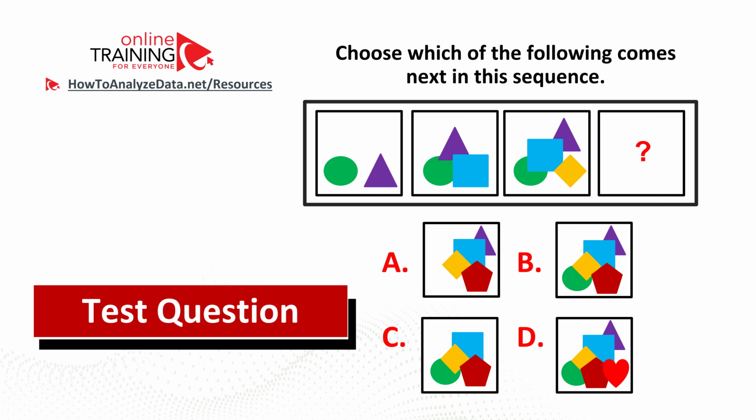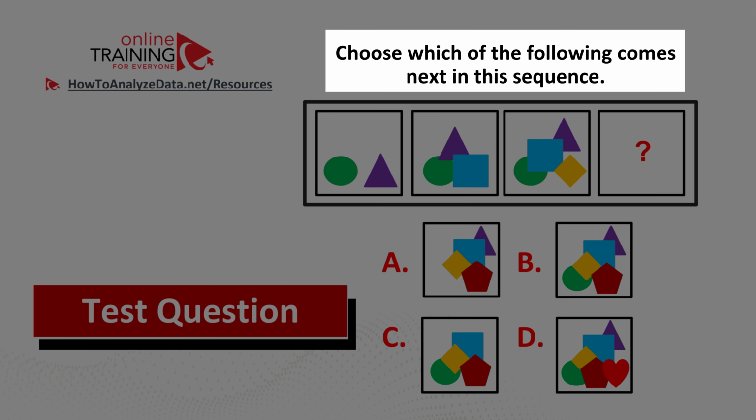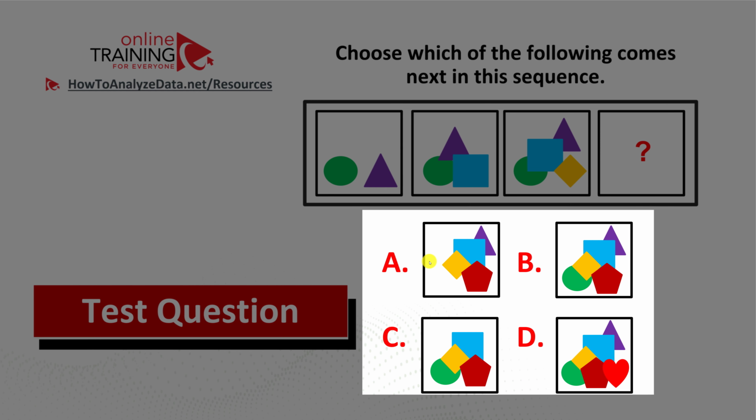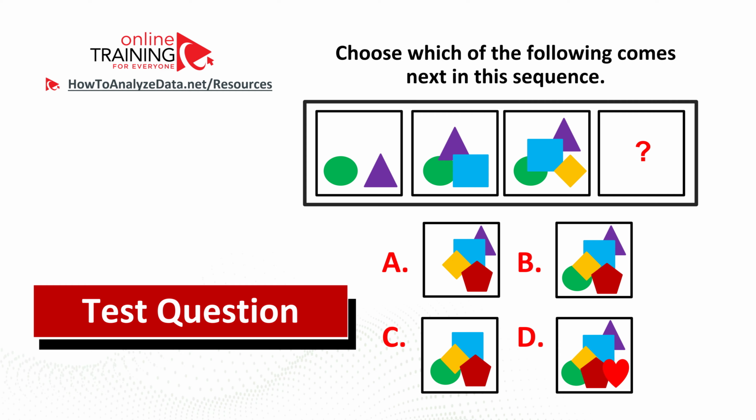Here's an interesting question from the real test. I have confidence that you might figure out the answer. Here's the question. Choose which of the following comes next in the sequence. And you're presented with the sequence of objects. Take a close look at the sequence and try to determine which one of the choices A, B, C, or D comes next in the sequence. Now might be a good time to pause this video to see if you can come up with the solution on your own.